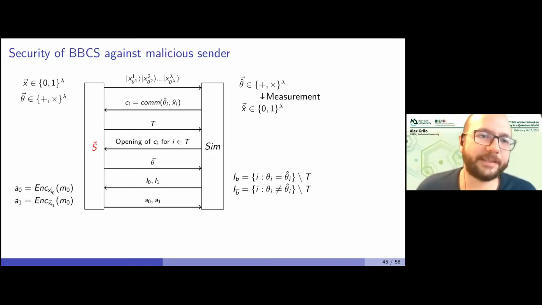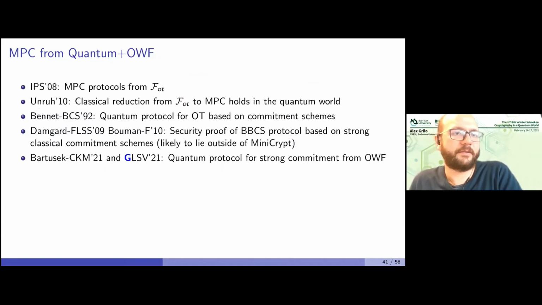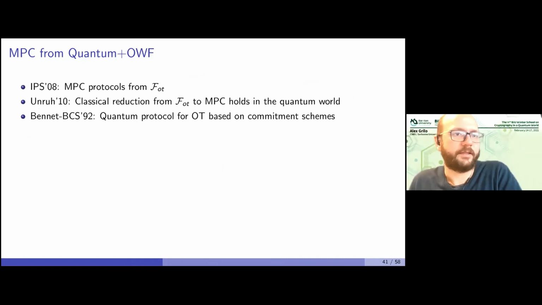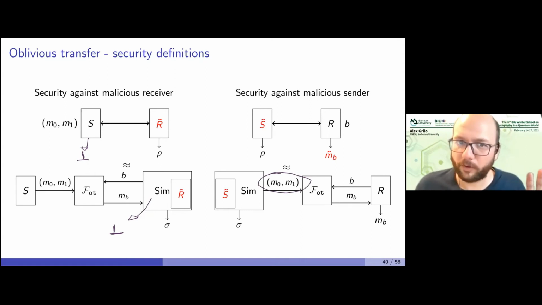Okay, so let's now suppose that you have a malicious sender, and we want to devise a simulator that is able to extract both bits from the sender. Because if you remember the security definition, when you have a malicious sender, the simulator somehow has to extract both messages from the sender without the sender noticing. So I think this is what this scenario is telling.